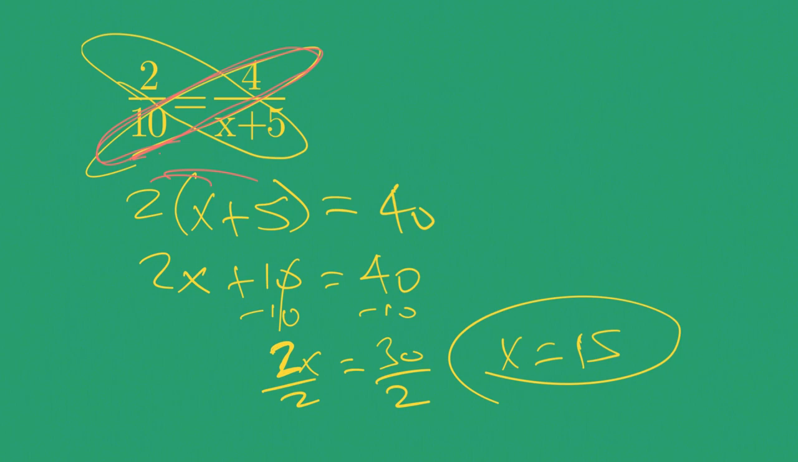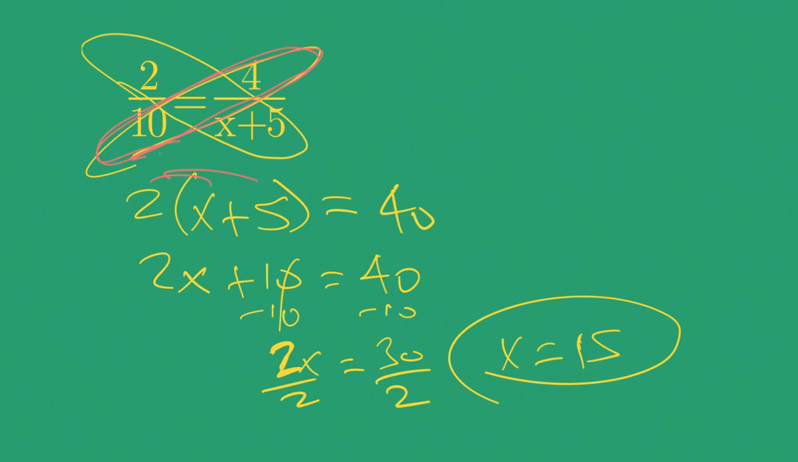Okay? So for this proportion, or for those two ratios to be equal, to be proportional, 15 would be that number that would complete that for us. It would make these two ratios proportional. Their cross products would end up to be equal.